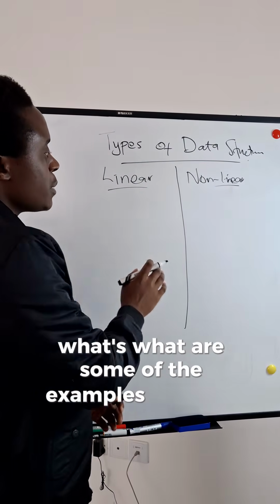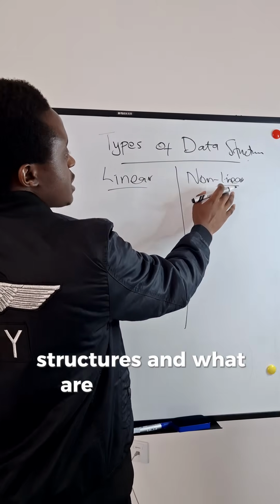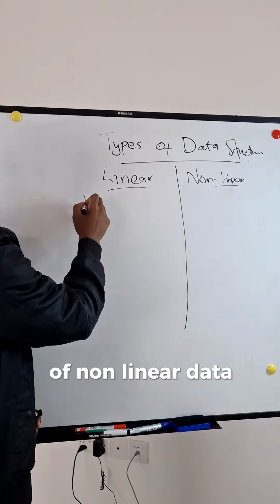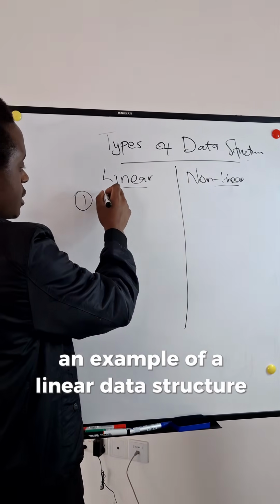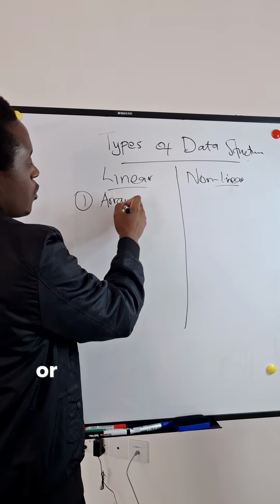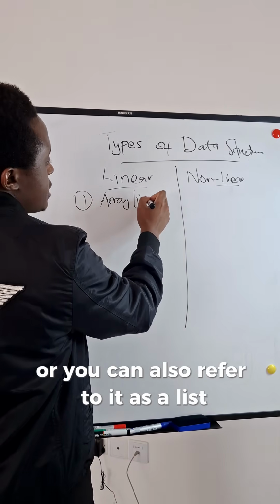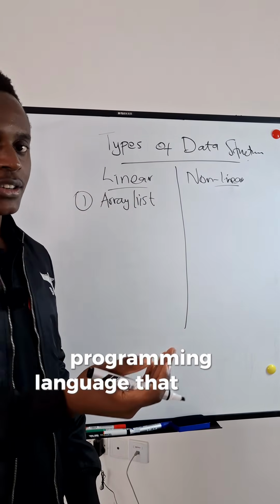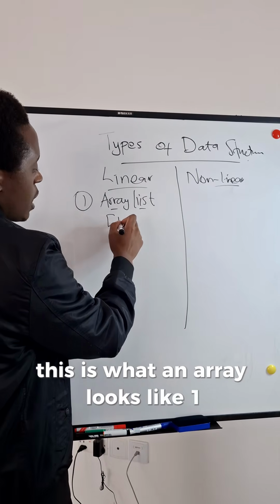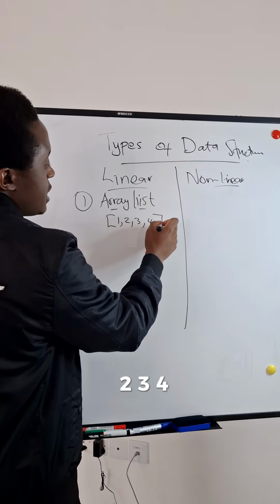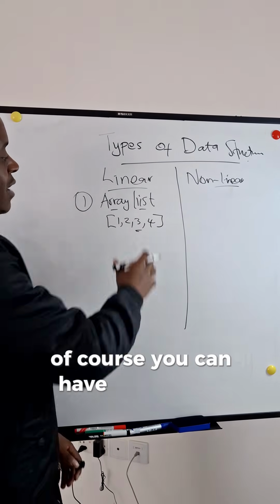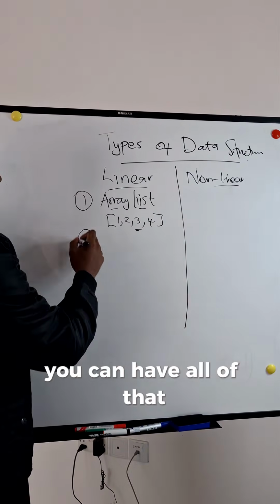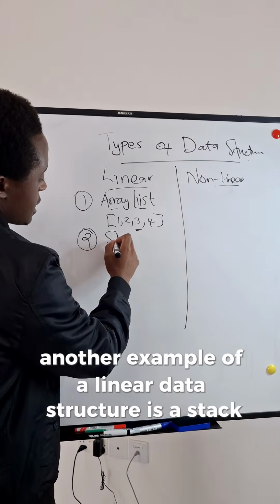What are some examples of linear data structures and what are some examples of nonlinear data structures? An example of a linear data structure is an array, or you can also refer to it as a list depending on the programming language that you're used to. This is what an array looks like: 1, 2, 3, 4. Of course, you can have an array of strings, you can have all of that. Another example of a linear data structure is a stack.